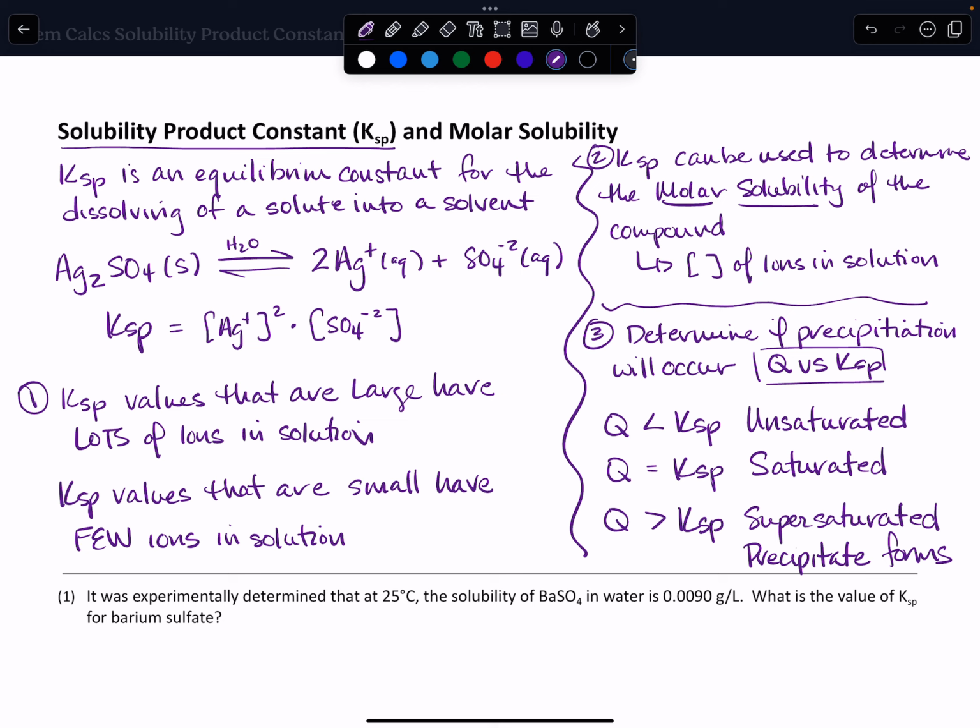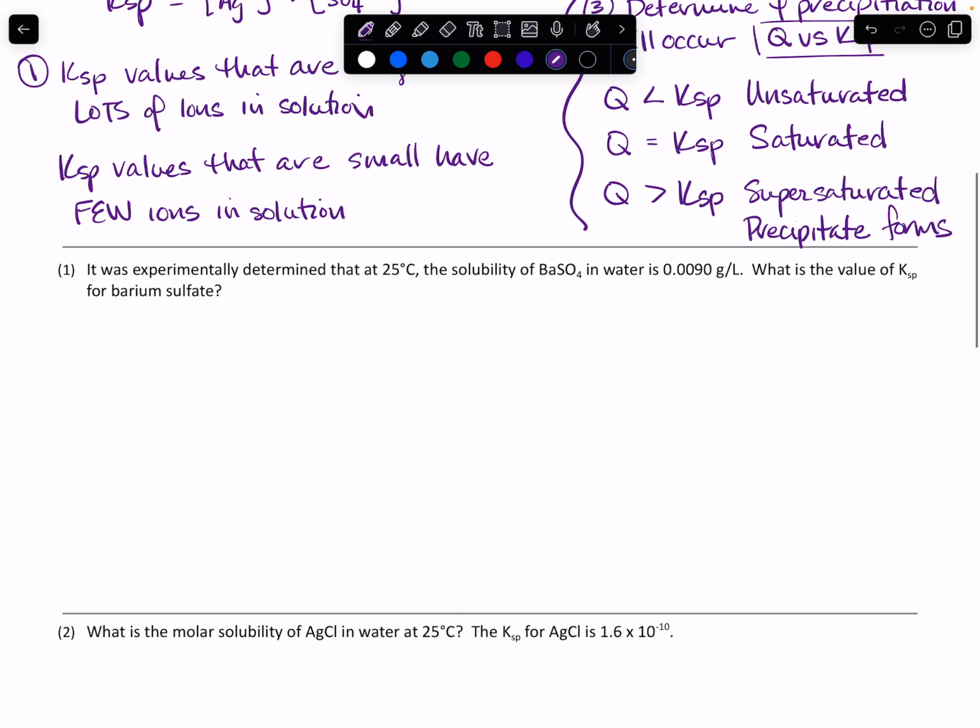So we need to use that Q value to determine what is happening right at that second, and then compare that to what KSP tells us should be happening if we're at equilibrium. Again, we write out those expressions, using them first to get an idea of the solubility of that particular salt, then using the KSP value and the expression to find the actual concentration of our ions, and finally calculating the reaction quotient to determine whether we're going to have precipitation or not. I've got a couple example problems that we're going to work our way through.